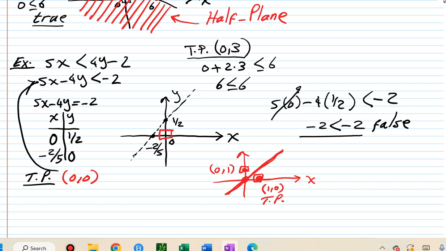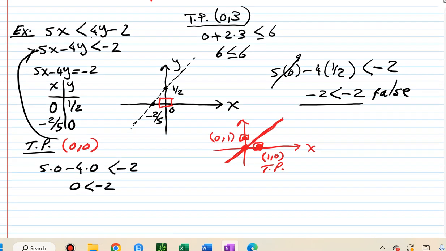So I'm going to go 5 times 0, negative 4 times 0, less than negative 2. Left side is 0. That's why I like 0, 0. Is 0 less than negative 2? Well, that's not true, because 0 on the number line is to the right of negative 2. Correct? Here's 0. That's negative 2. Numbers increase as you go from left to right. Correct? So 0 is greater than negative 2.